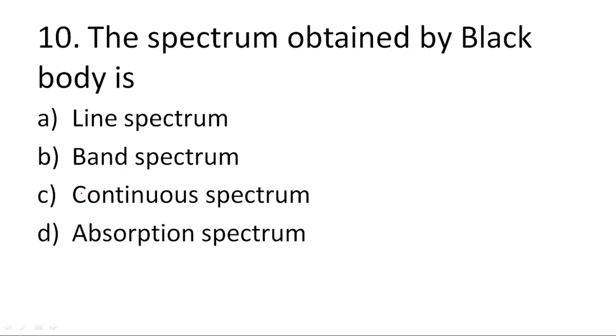What is the spectrum obtained by the black body? Is it a line spectrum, band spectrum, continuous spectrum or absorption spectrum? Only continuous spectrum. The spectrum obtained by the black body is a continuous spectrum, because the spectrum of a black body ranges from wavelength 0 to infinity, so the energies also range from 0 to infinity. Hence, the spectrum of the black body radiation is continuous. It has all types of energies and all ranges of wavelength.